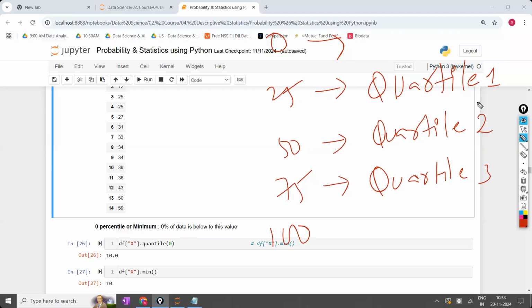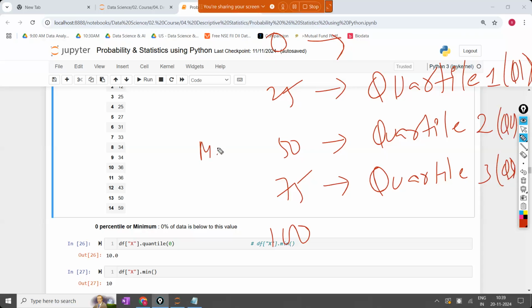So 25 percentile is also called quartile 1, in shortcut Q1. 50 percentile is called quartile 2, Q2. This one is called Q3. And 50 percentile is also called median. 50 percentile, median, quartile 2. 3 names, 3 of them are the same.